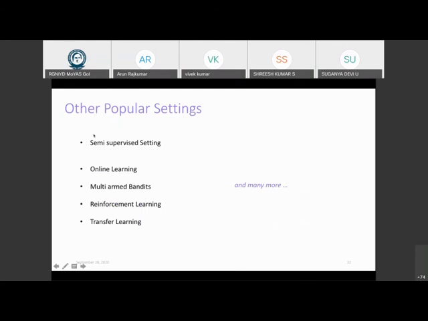There are several other popular settings in machine learning, like semi-supervised learning. We saw a bit of online learning, and there's much more in online learning. There's what is called multi-armed bandits, reinforcement learning, transfer learning, and many more, which we did not have time to talk about today.